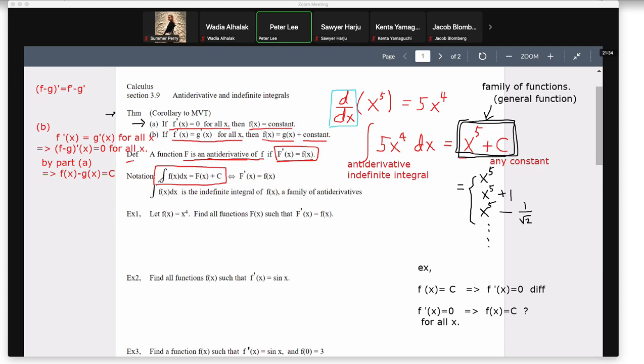So the notation is this. The indefinite integral of small f of x dx is equal to capital F of x, and this is true if and only if capital F prime equals small f. So what does that double arrow mean? Just a reminder, the double arrow means if and only if. That means capital F goes to small f.